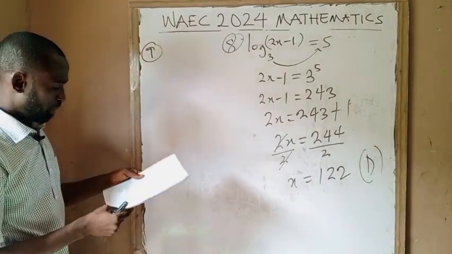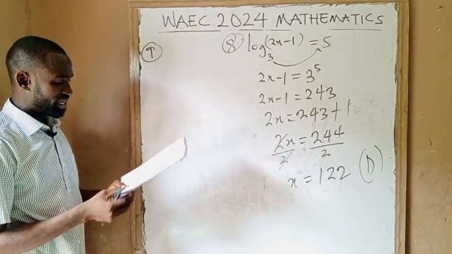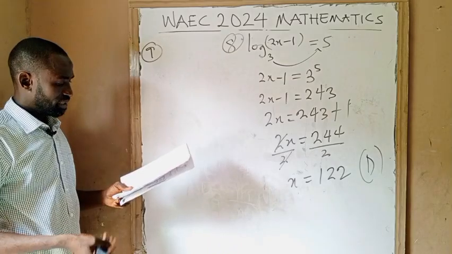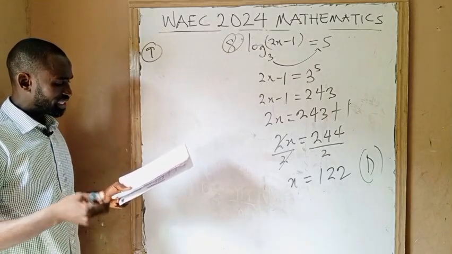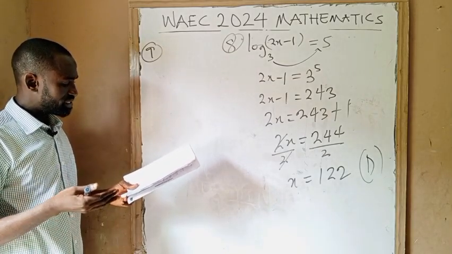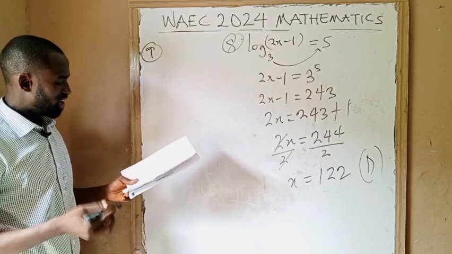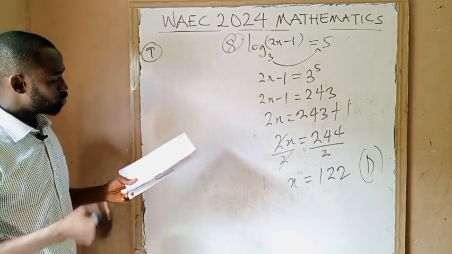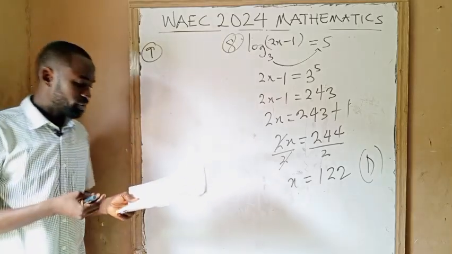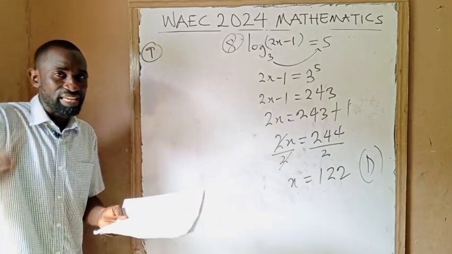Number 9 says the population of a town increases by 3% every year. In the year 2000, the population was 3,000. Find the population in the year 2003. Now, the population increases by 3% every year.